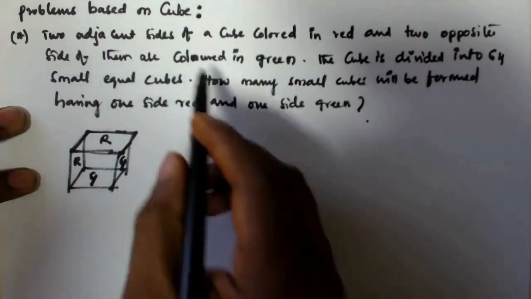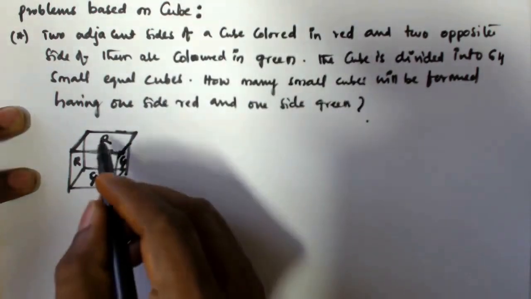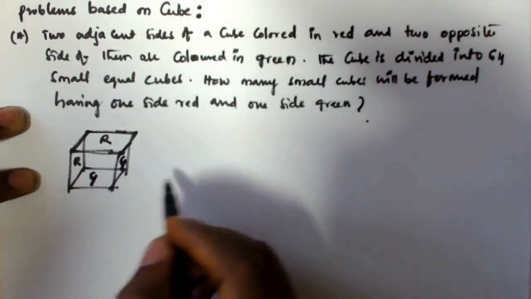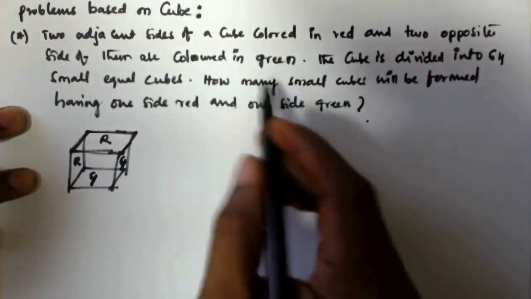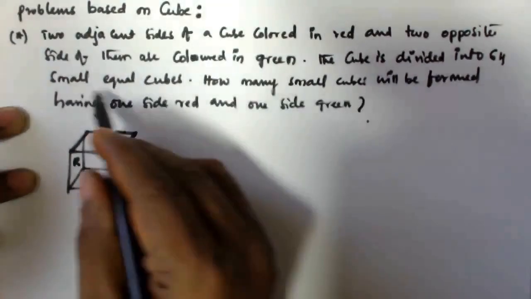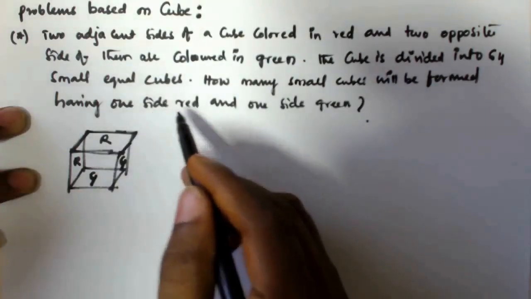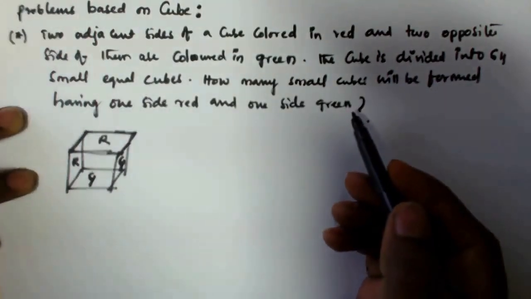So now we have two adjacent sides of the cube colored in red, and opposite to them two sides colored in green. This cube is divided into 64 small equal cubes. So how many small cubes will be formed having one side red and the other side green?